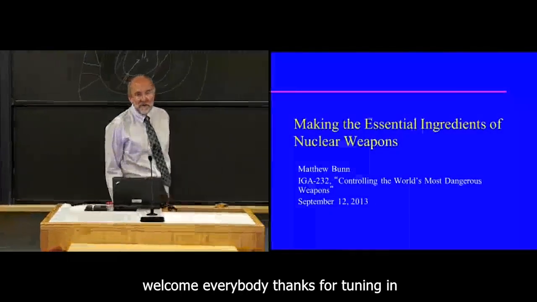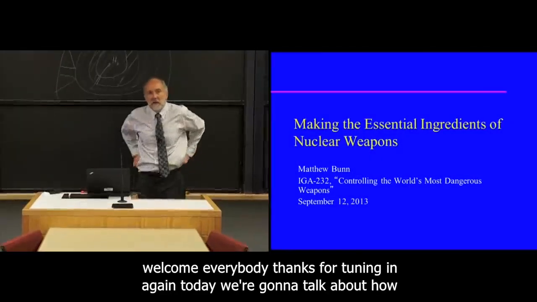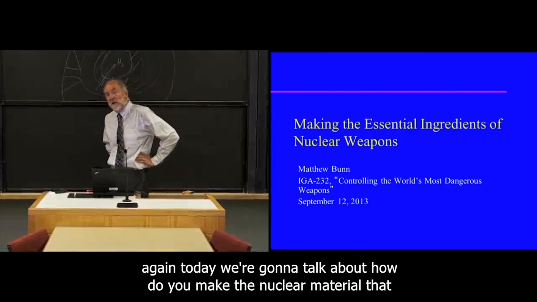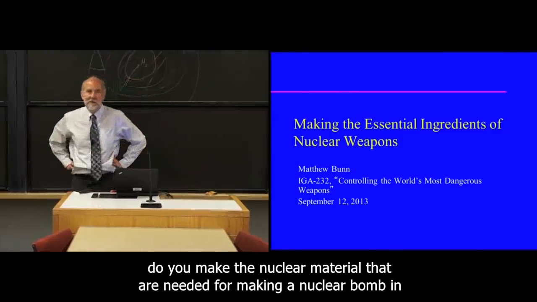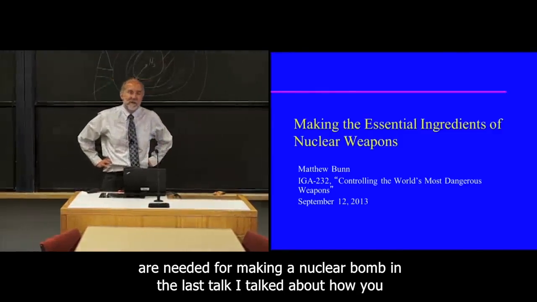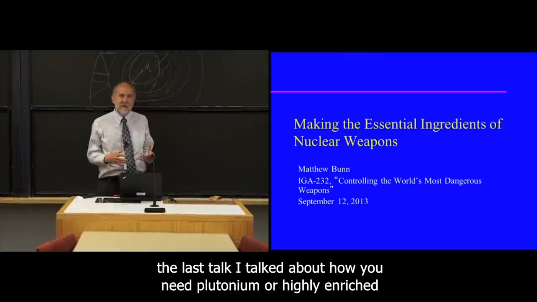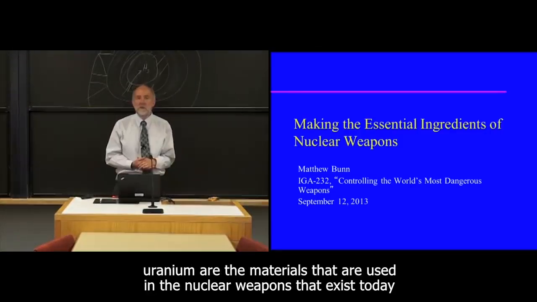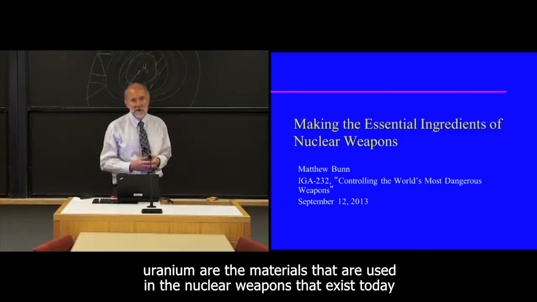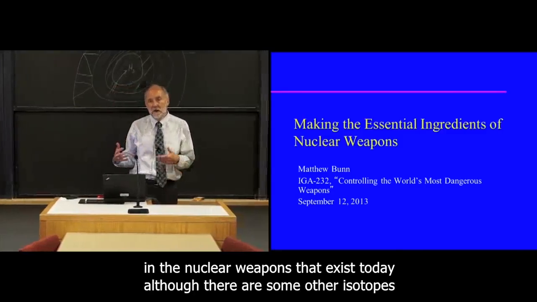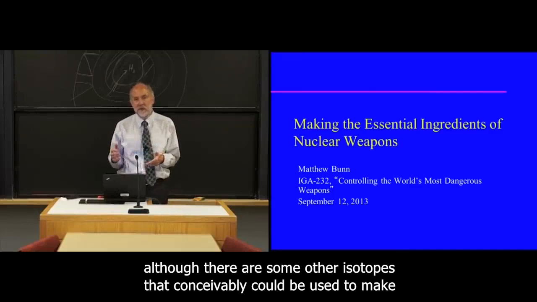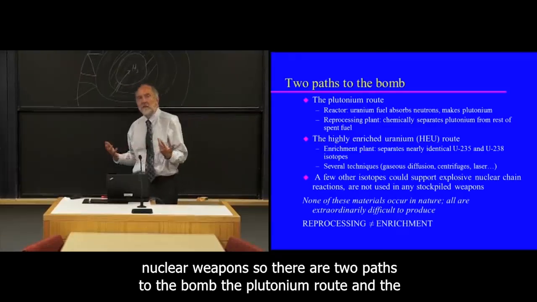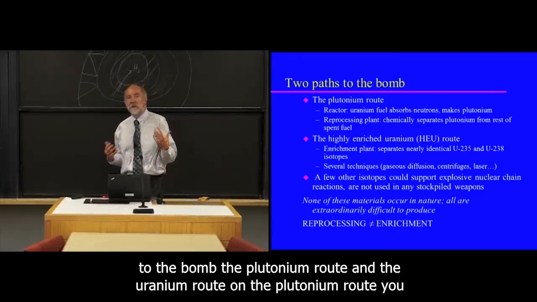Welcome everybody. Thanks for tuning in again. Today we're going to talk about how you make the nuclear material that is needed for making a nuclear bomb. In the last talk I talked about how plutonium or highly enriched uranium are the materials used in the nuclear weapons that exist today, although there are some other isotopes that conceivably could be used to make nuclear weapons. So there are two paths to the bomb, the plutonium route and the uranium route.